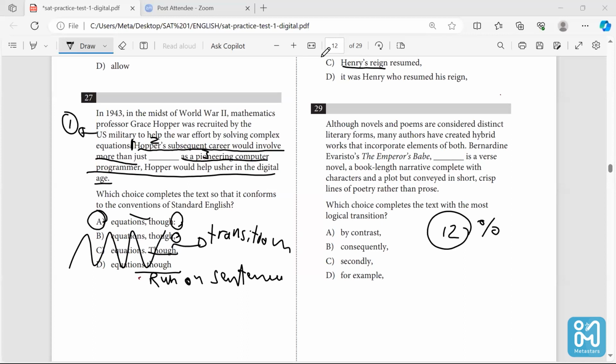عارفة شو تسوي ميرا جنى صح؟ Although novels, look at this. Although novels poems are considered distinctive literary forms, many authors created hybrid works that incorporate elements of both. طيب, for example, I'm sorry. So I answered it. شفتي؟ Like what? He wants to say that this one is an example. So what's the answer? نفسها جنى.